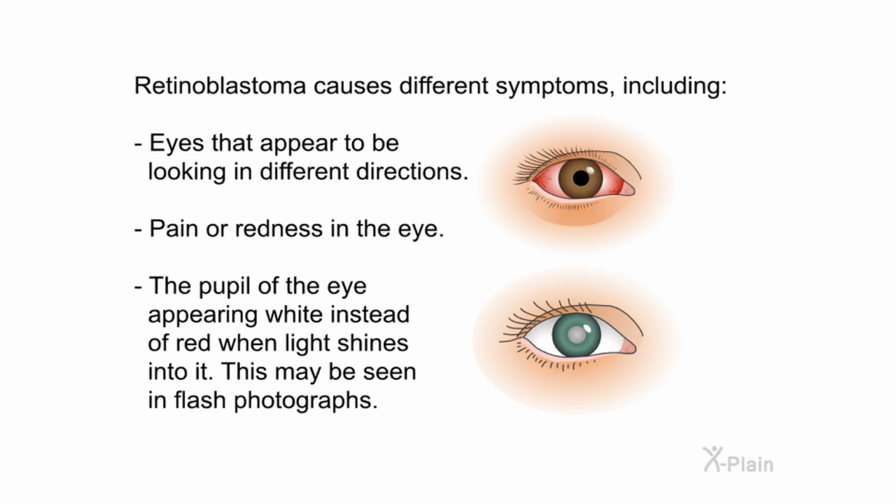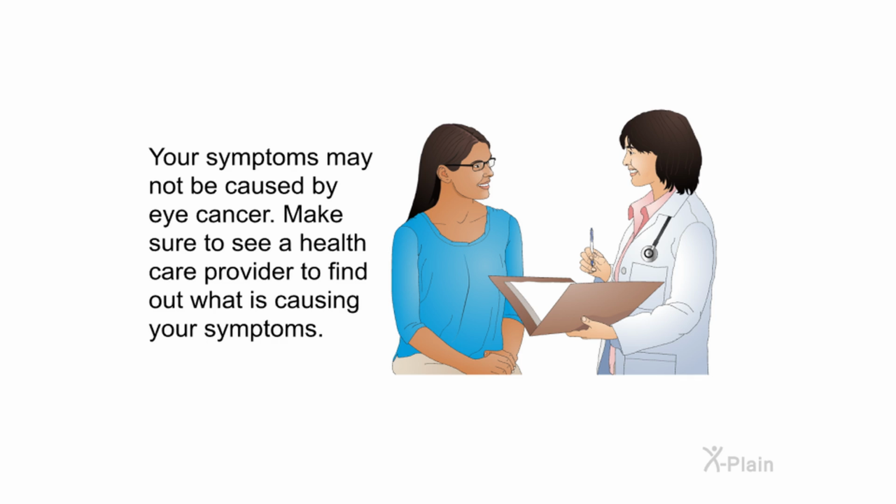Retinoblastoma causes different symptoms, including eyes that appear to be looking in different directions, pain or redness in the eye, the pupil of the eye appearing white instead of red when light shines into it. This may be seen in flash photographs. Your symptoms may not be caused by eye cancer. Make sure to see a healthcare provider to find out what is causing your symptoms.